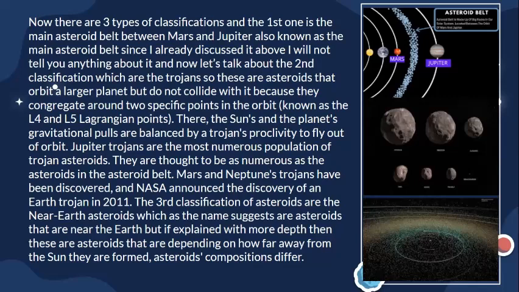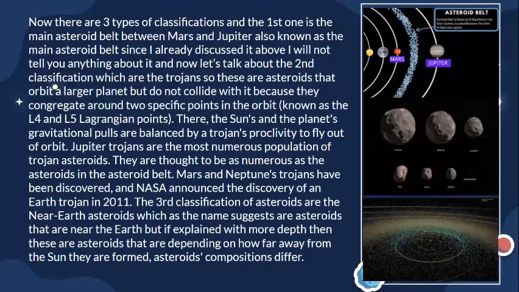Now let's talk about the second classification, which are the Trojans. These are asteroids that orbit a larger planet but do not collide with it because they congregate around two specific points in the orbit, known as the L4 and L5 Lagrangian points. There, the sun's and the planet's gravitational pulls are balanced by the Trojans' proclivity to fly out of orbit. Jupiter Trojans are the most numerous population of Trojan asteroids. They're thought to be as numerous as the asteroids in the asteroid belt. Mars and Neptune Trojans have been discovered, and NASA announced the discovery of an Earth Trojan in 2011.